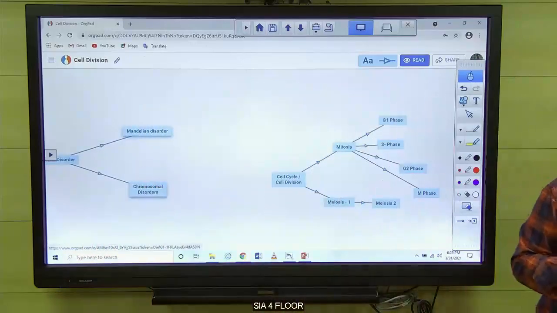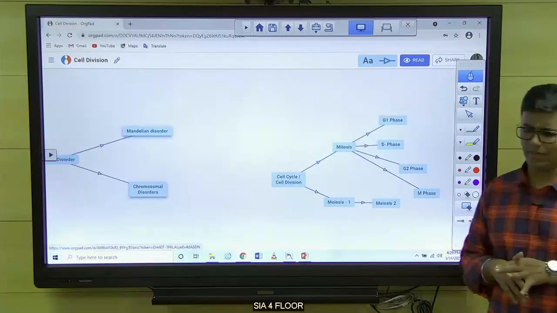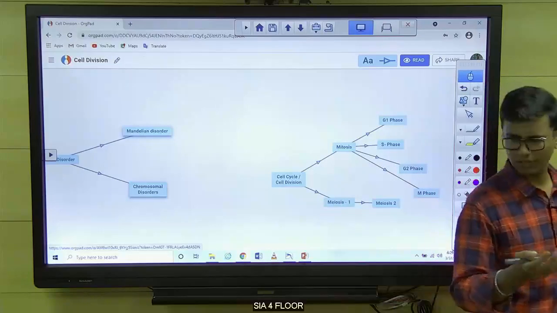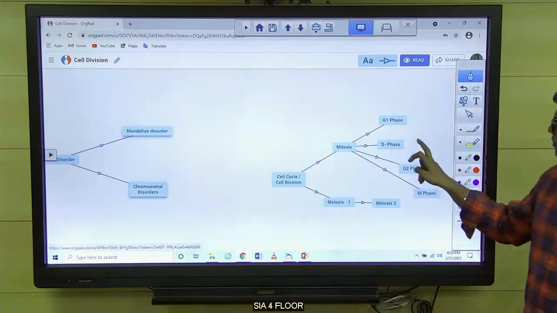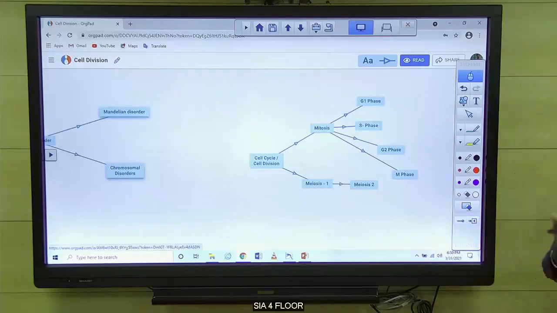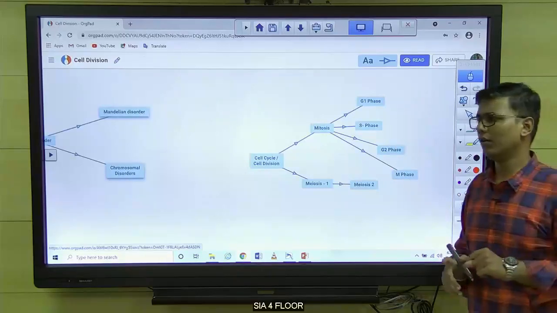Cell division itself happens in 4 or 5 hours, whereas the preparation takes around 19 to 20 hours. That's how it works. If you see the cell division phases, G1, S, G2, all these are preparation phases, whereas the last phase, the M phase, is the actual cell division phase. It occurs for 4 hours.